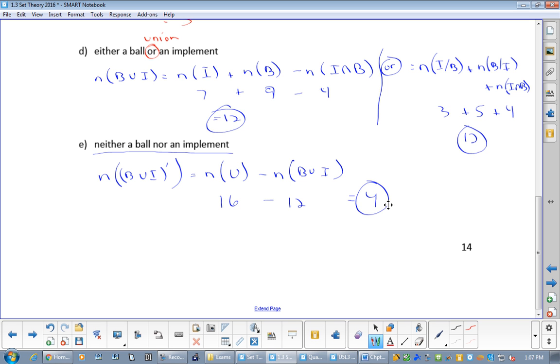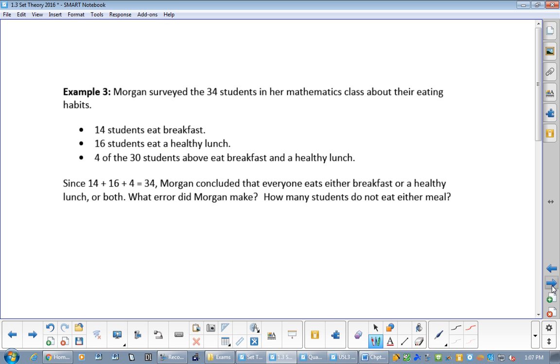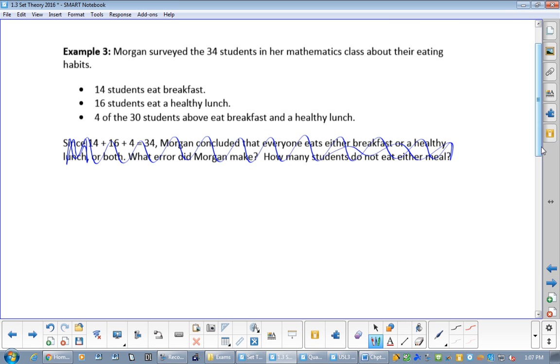A lot going on here. Okay. Now, I just want you to cross this out because Morgan screwed up and you want to find the answer. So what I want you to do right now is take 30 seconds and draw this Venn diagram. I'm just going to pause the recording.